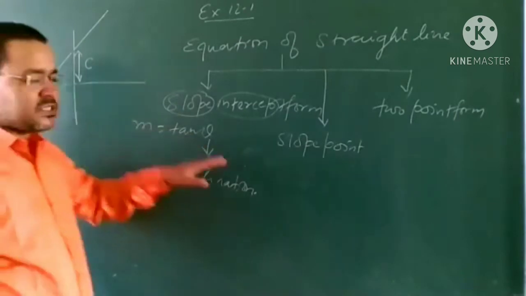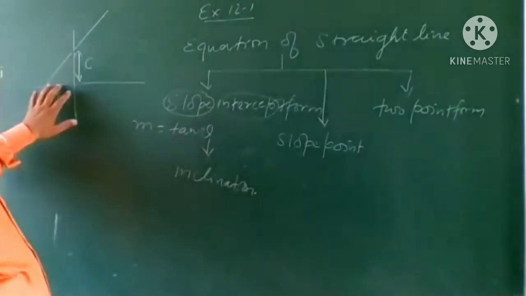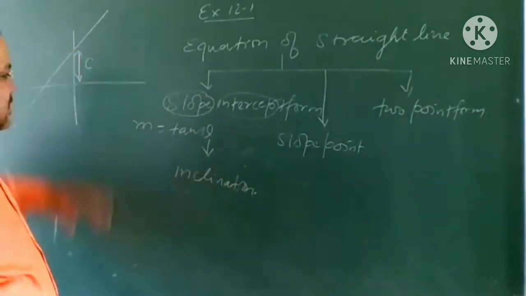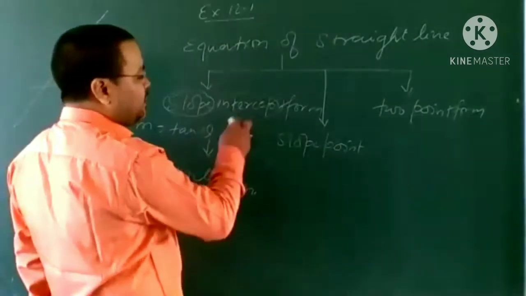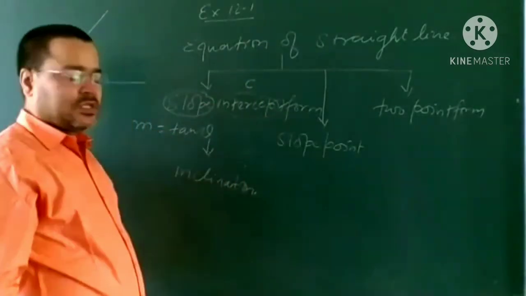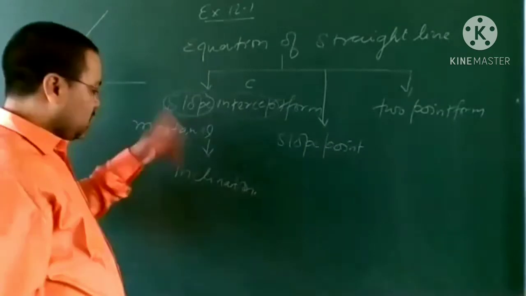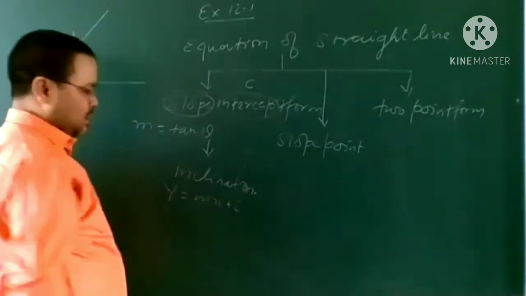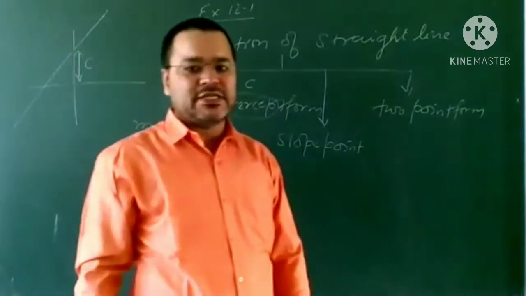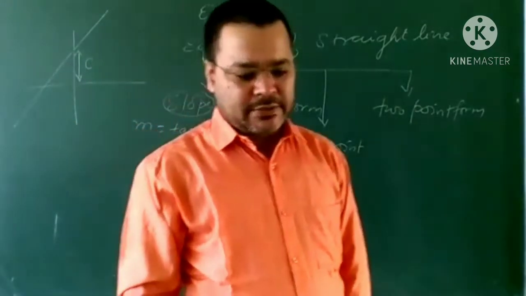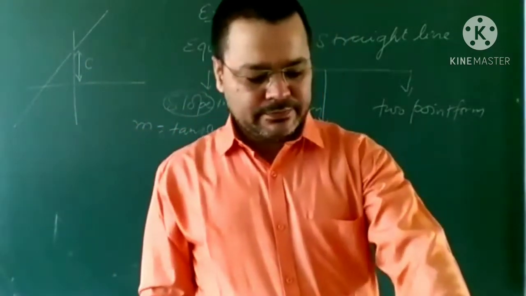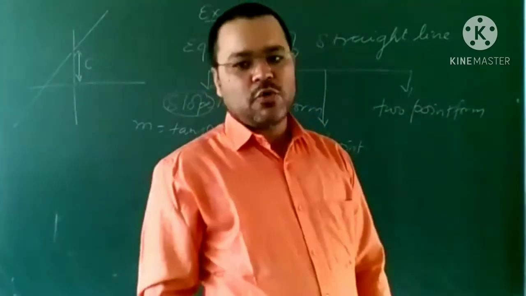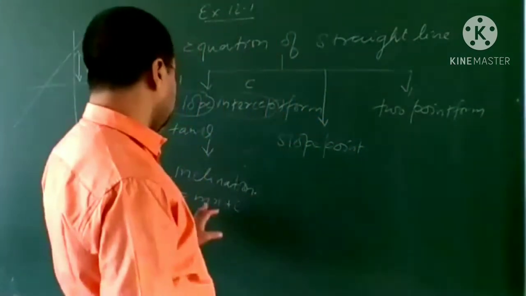But in slope intercept form, there is no use of the x-intercept, only the y-intercept, that is C. So here slope intercept means small c, slope means small m. Here we have one equation, y is equal to mx plus c. This is called the slope intercept form of the straight line.